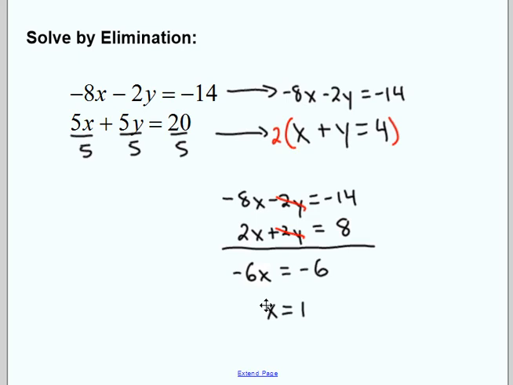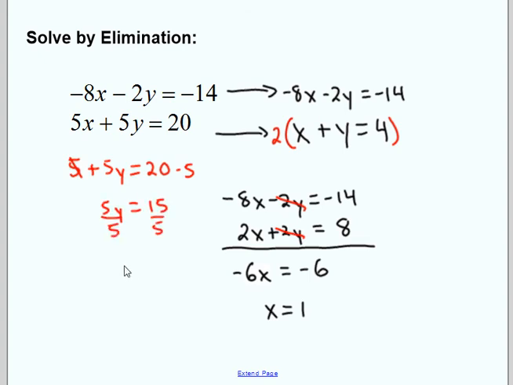Okay, now once I find my x, I would go back to one of the original equations. So maybe I'll go to this bottom one right here. And I'm going to put 1 in for x. So 5 times 1 would be 5, plus 5y should be 20. So I'm going to subtract 5 from both sides, and 5y would be 20 minus 5 would be 15. I'm going to divide both sides by 5. Look at that. Y turns out to be 3. So I'm saying the point where these two lines intersect is the point where x is 1 and y is 3. Before I box it in, I'm going to check it in the other linear equation.